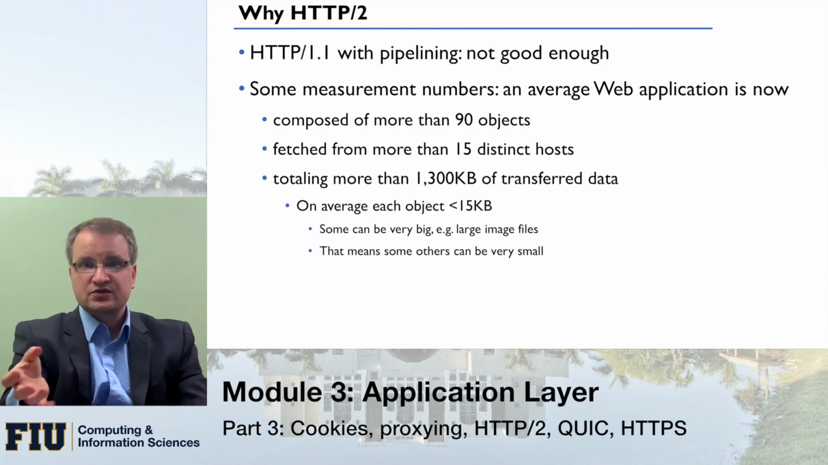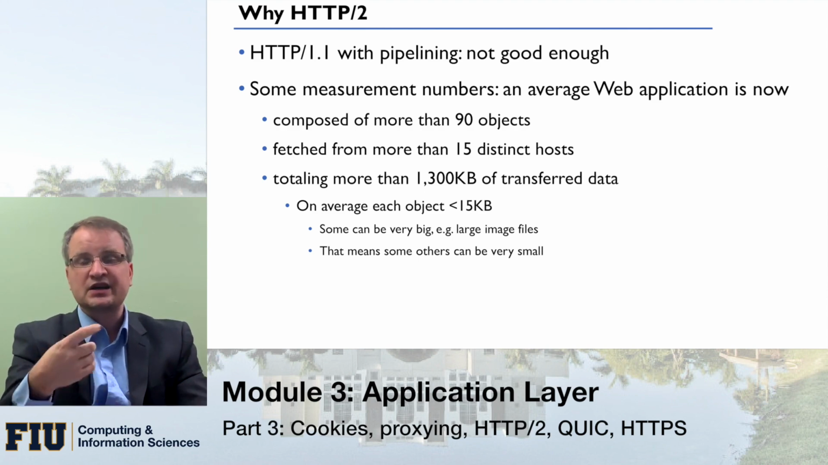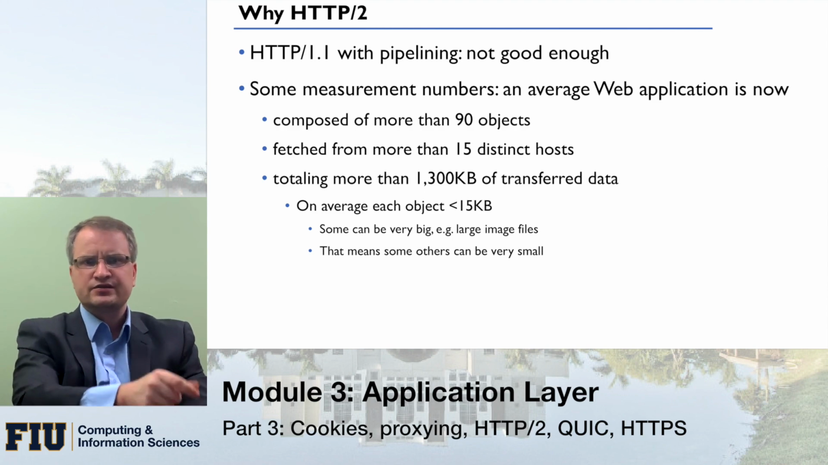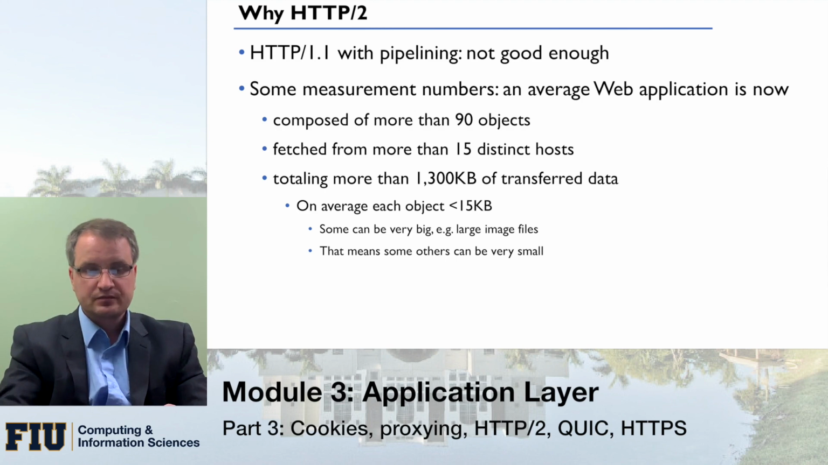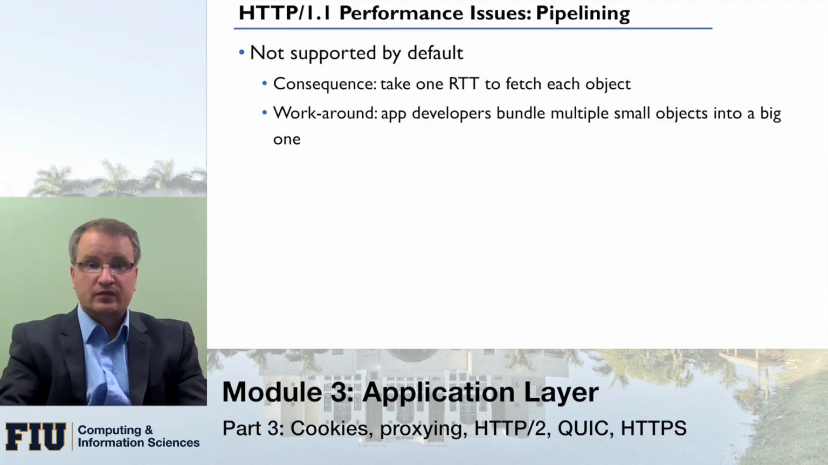And on average, you can see there are much smaller chunks of the page being retrieved. Again, some objects are large, like some images, but there are tons of very small things, like a script here, a script there, some CSS files, and so forth. So what can we do?